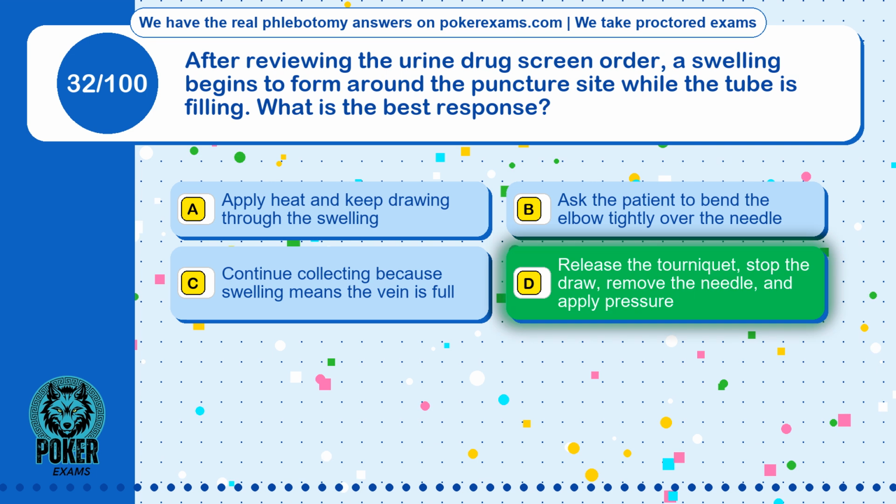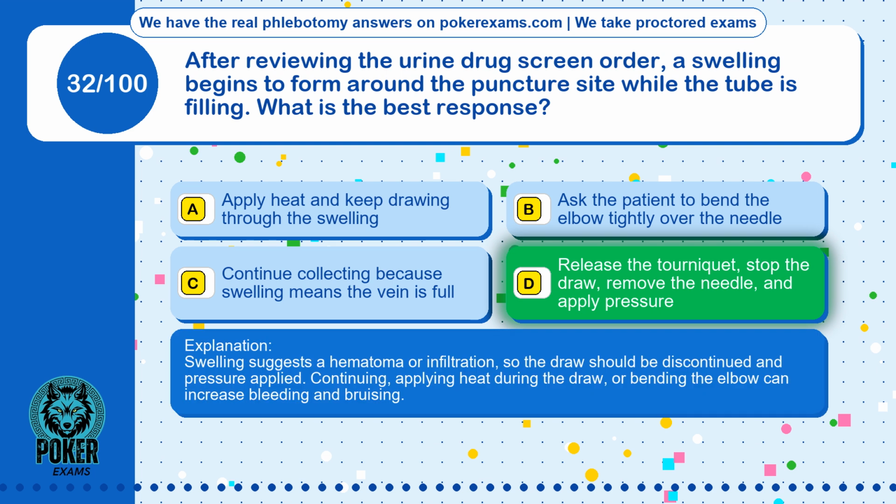The correct answer is option D. Release the tourniquet, stop the draw, remove the needle, and apply pressure. Swelling suggests a hematoma or infiltration, so the draw should be discontinued and pressure applied. Continuing, applying heat during the draw, or bending the elbow can increase bleeding and bruising.